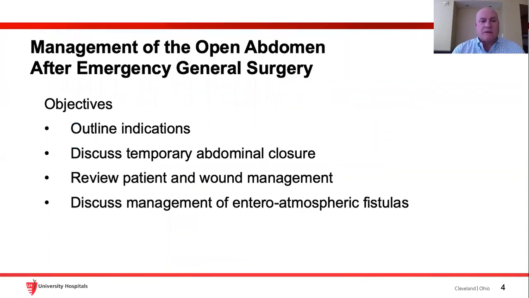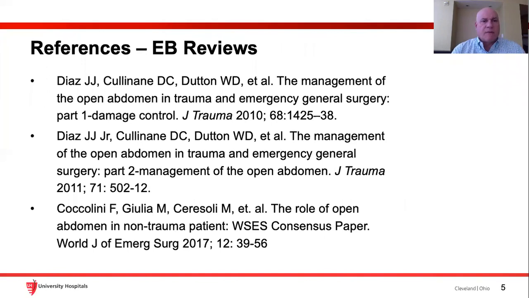The objectives are to outline the indications for an open abdomen, discuss temporary abdominal closure methods, review patient and wound management, and discuss the management of entero-atmospheric fistulas. The information contained in the lecture is predominantly from two evidence-based sources. The first is a two-part series from the EAST group, and the second from the World Society of Emergency Surgery, published in 2017.